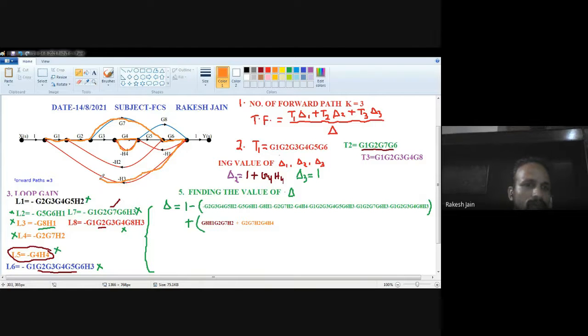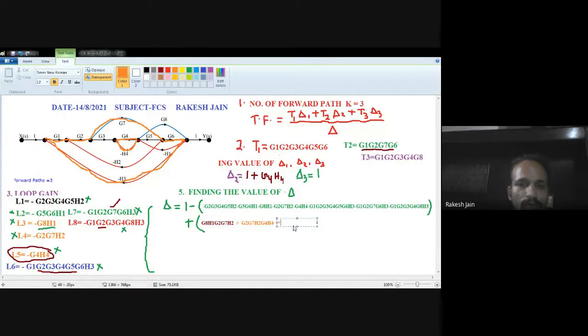Okay. So see, both loops cannot touch each other. So again, we take the product of both of these. Product minus minus will be plus. So it is G4H4, then G1, G2, G7, G6, and H3. So this one is the value of the product of this.